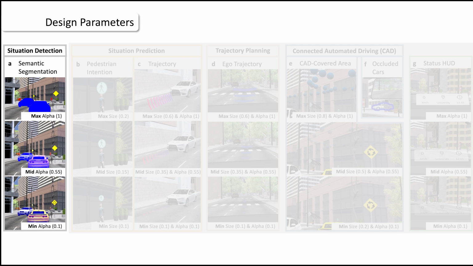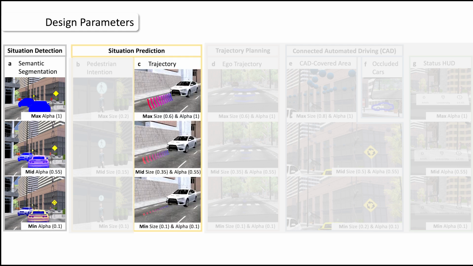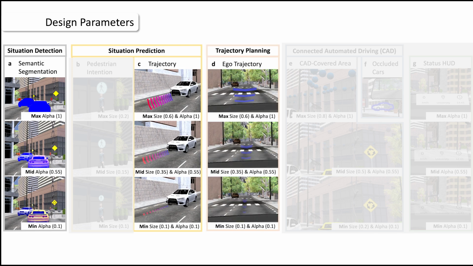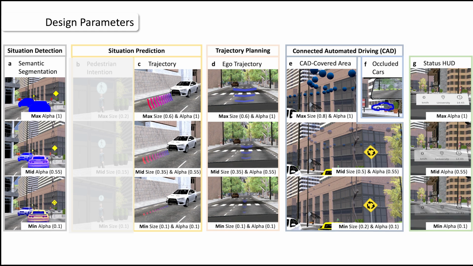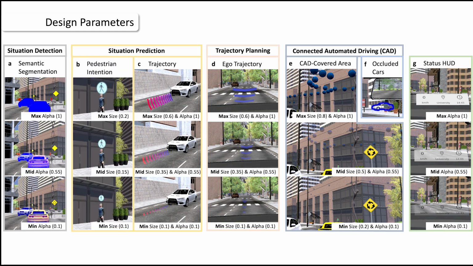We parameterize the visualization design. These parameters included the transparency for semantic segmentation, the trajectory of other vehicles, the ego trajectory, the CAD-covered area, occluded cars, and the vehicle status. Additionally, the size for key elements such as pedestrian intention, the ego trajectory, and the CAD-covered area.